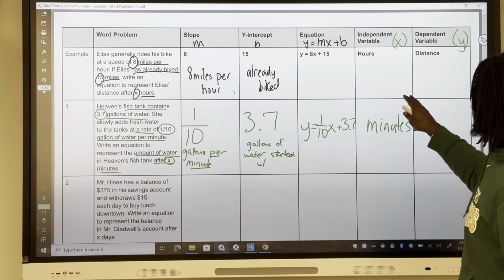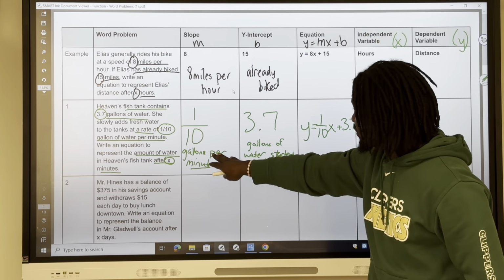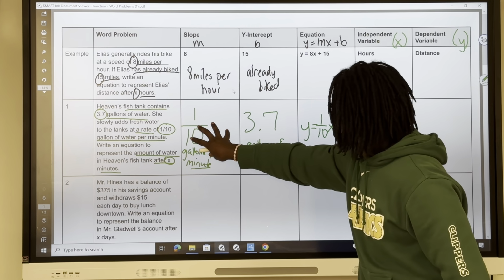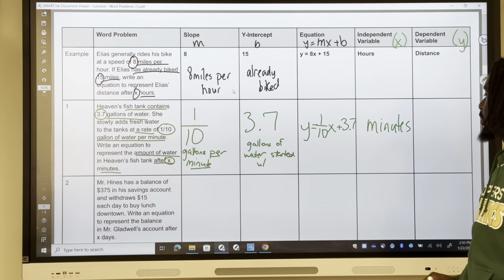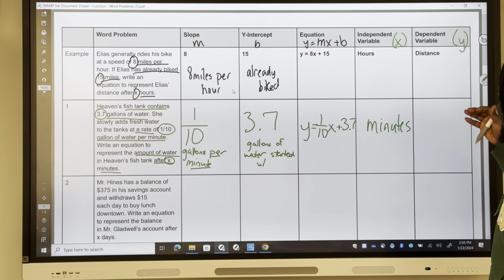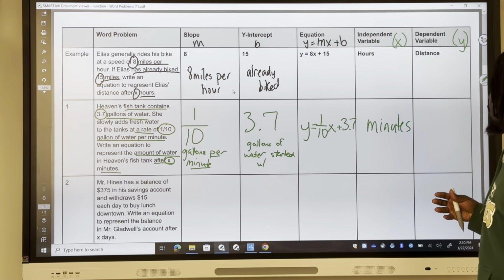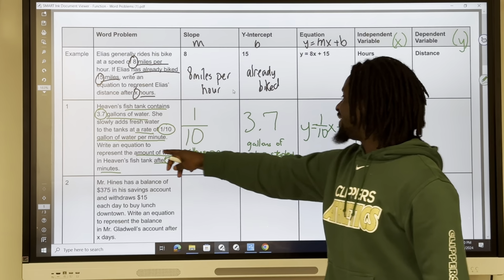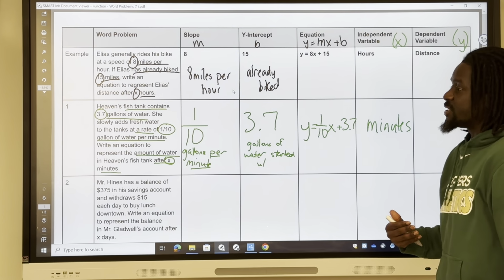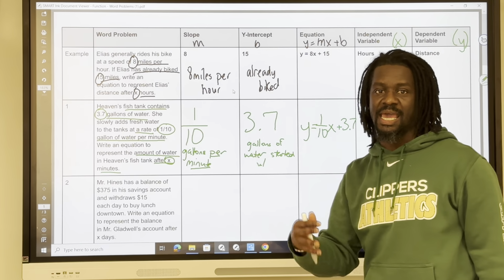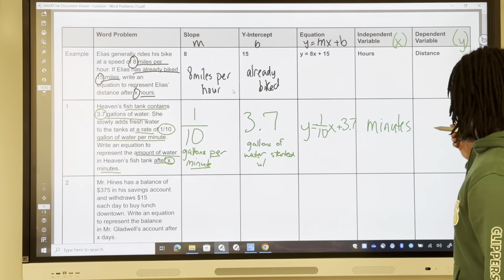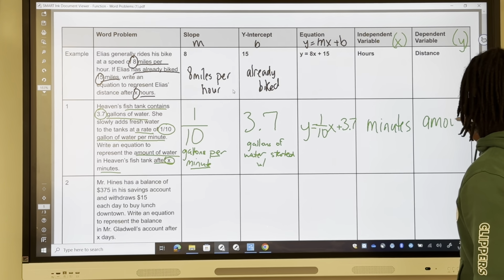Again, what you should see is the x is connected to the slope because it's mx. So whatever the slope is, that is connected to the independent variable, all right? Slope connected to the minutes, all right? And then the dependent variable is, okay, the amount of water in the fish tank after, okay? So it is the thing that is changing. Well, what is changing after the minutes? Well, she's adding water each time. What is changing? That is the amount of water.